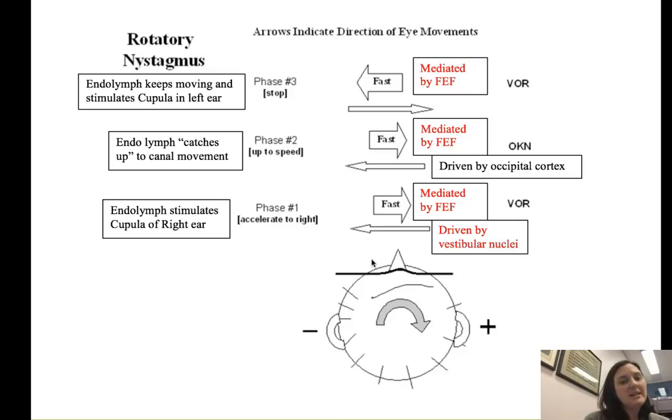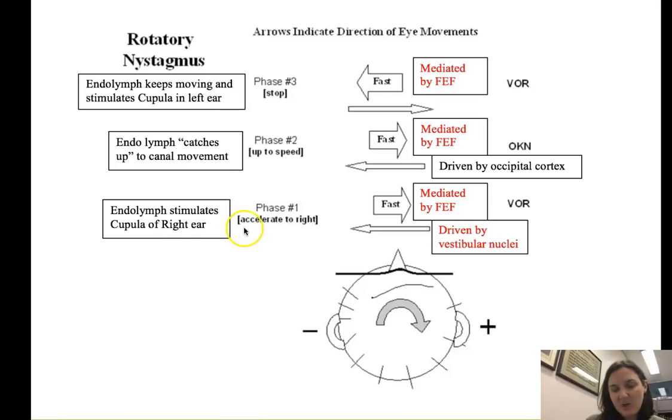The last one is a little complicated, so we're just going to take this really slowly. And this is another physiologic nystagmus. It's rotatory nystagmus. And what we're doing with this is using the vestibular nuclei and the frontal eye fields and the occipital cortex to process information in the setting of your eyes moving as your head moves quickly. So what we're seeing here is a head that's turning to the right. And when you first start accelerating to the right, the endolymph within the cupula of the right ear begins to stimulate the vestibular nucleus.